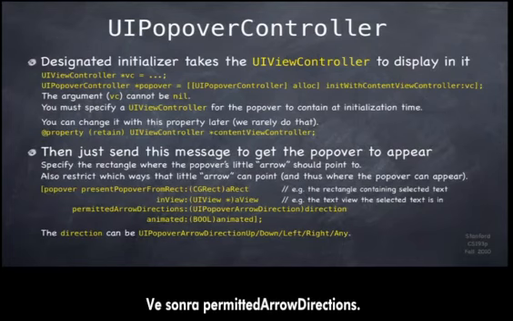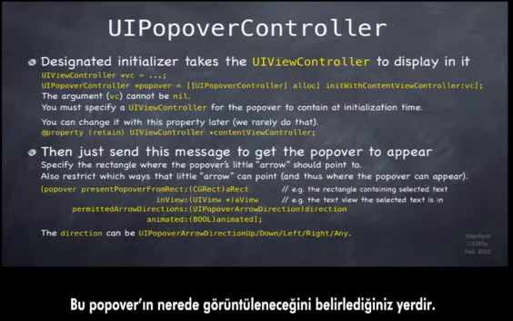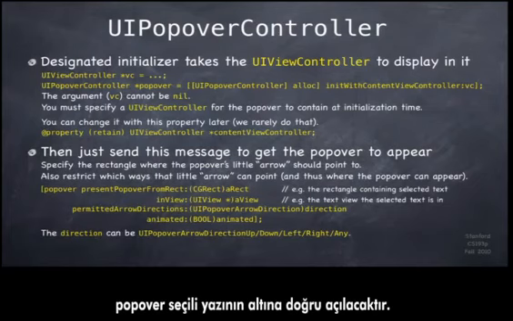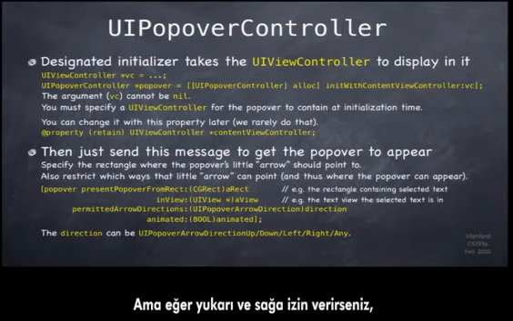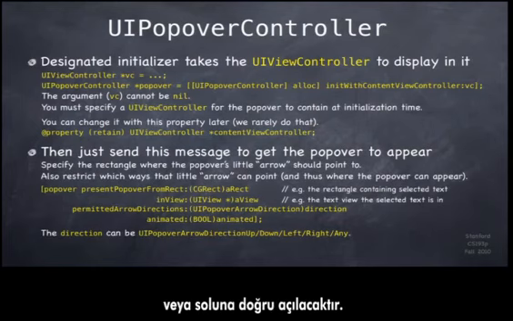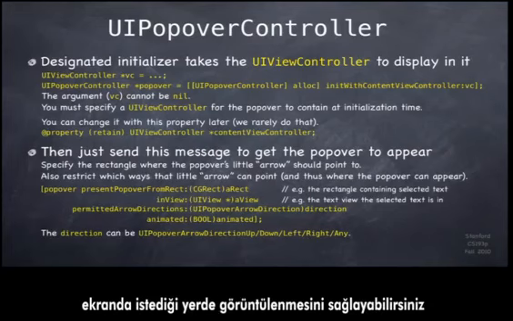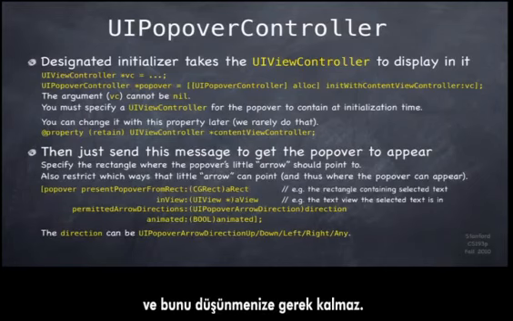Okay? And then permittedArrowDirections, this is how you control where the popover can appear. If you only allow it to have arrow direction up, then the popover is going to appear down below that selected rect. But if you allow it to be up or right, then it might be below, but it also might appear to the left and have the arrow pointing right. Okay, so you can control the direction. Or you can pass UIPopoverArrowDirectionAny, and then it might appear anywhere on screen. Then you don't mind.